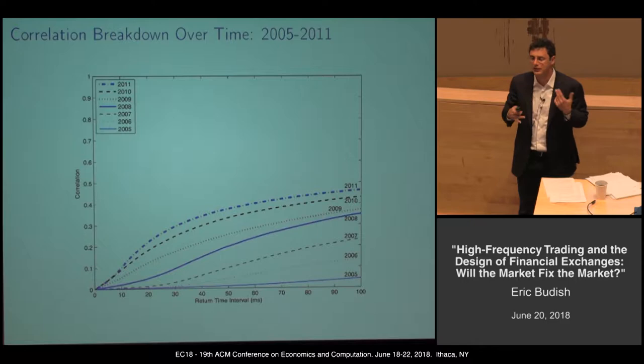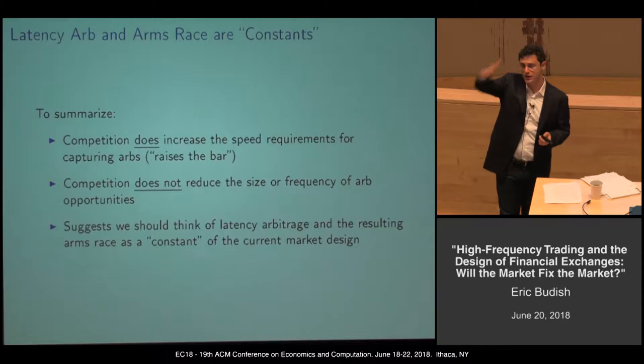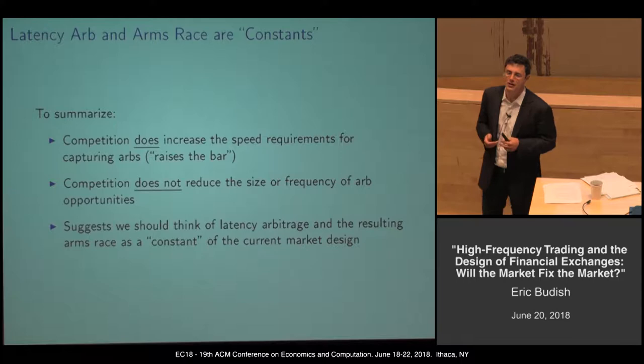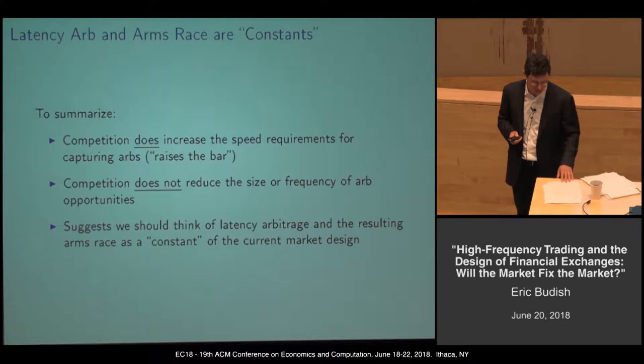So just to summarize, competition has raised the bar for how fast you have to be to capture arbitrage opportunities. The durations have come way down, but competition has not, in the data, eliminated the arbitrage opportunities or reduced their size. This suggests, and I'll formalize this in the theory, that we might want to think of latency arbitrage opportunities, and the arms race, as something like a constant of the market design. I'll come back to this explicitly in the theory.